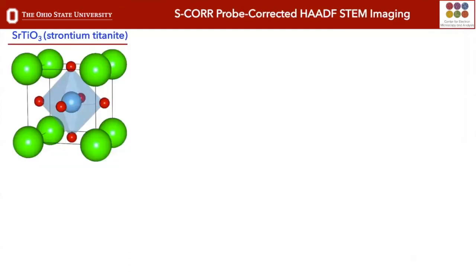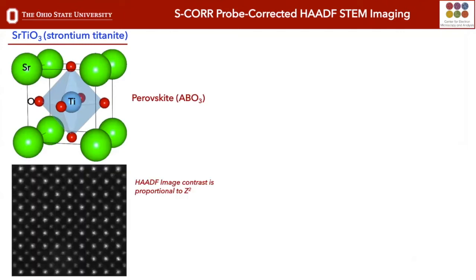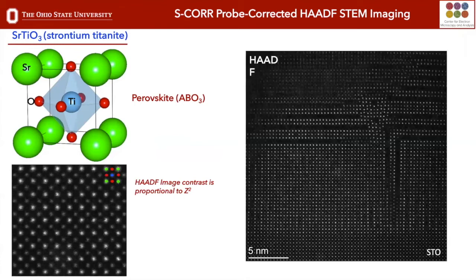Now, if we look at this in another material like strontium titanate, the contrast in this image is proportional to Z squared. And this is great to know because we want more than just a pretty image. So that means we can look at this and we can say that this atom is probably strontium and this one is probably titanium. But when you look at this, we have strontium, titanium, and oxygen. So where's the oxygen? And that's a little more difficult to resolve in HAADF STEM. And we'll talk about later how we do that.